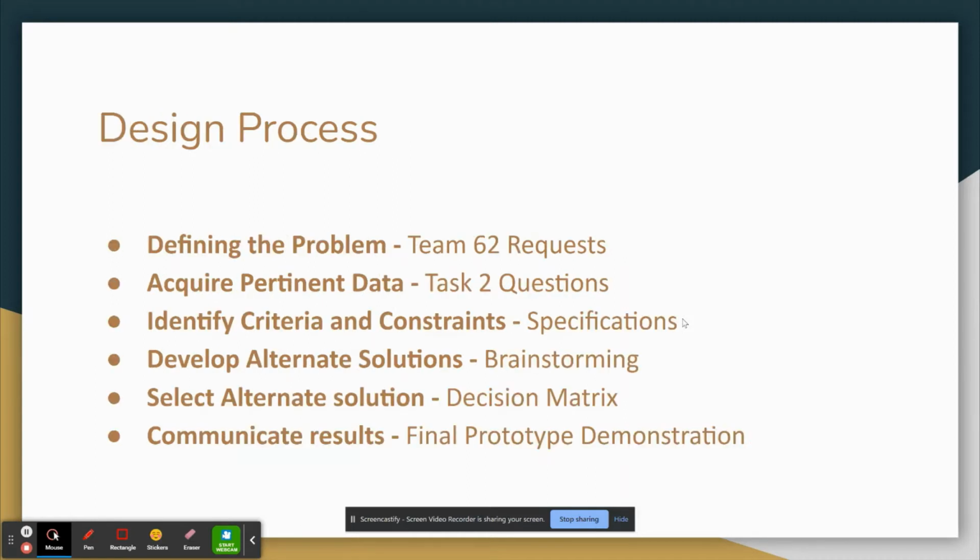So our design process: first we defined the problem by listening to the requests. Then we acquired pertinent data by asking them questions. Then we identified criteria and constraints by creating specifications. Then we developed alternative solutions through brainstorming. Then we selected a solution through the decision matrix, and then we communicated our results through the final prototype demonstration.